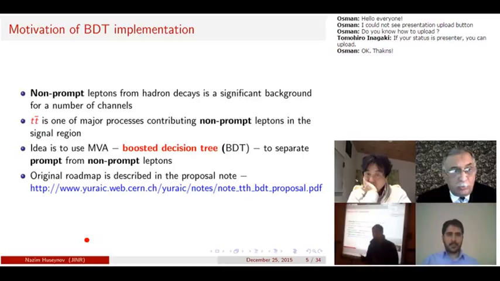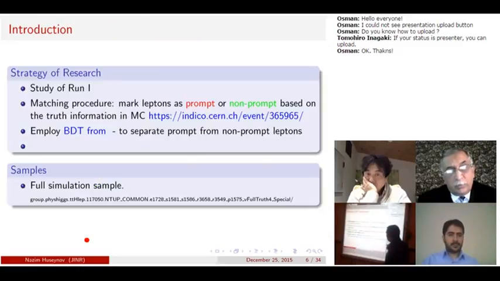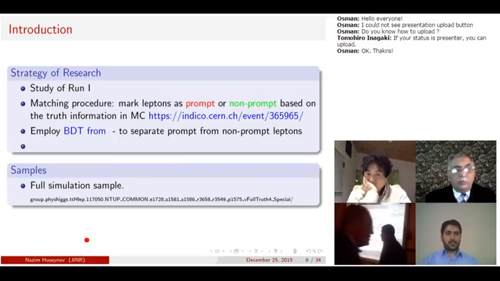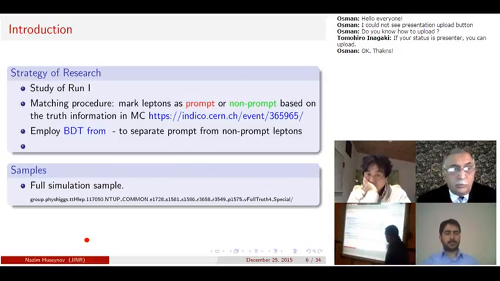Strategy of research. We study Run 1. First, our step is a matching procedure, marking leptons as prompt and non-prompt based on truth information in Monte Carlo data. The last step is to employ BDT to separate prompt from non-prompt leptons. We use this sample from the full simulation sample. This sample is after reconstruction, but it has full truth information, which gives us the possibility to mark leptons as prompt or non-prompt. Next slide, please.